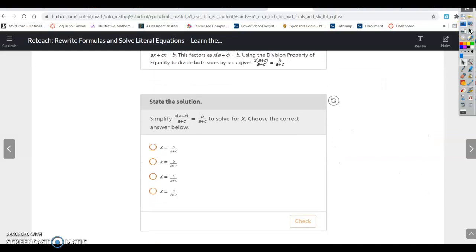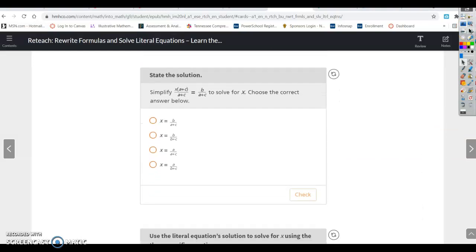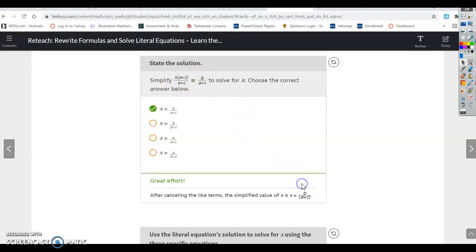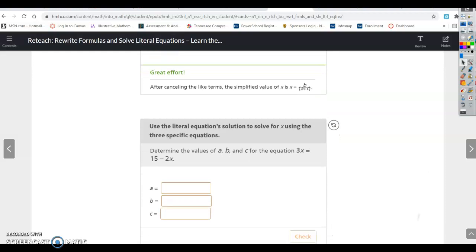All right, so moving on down, it says state the solution. Simplify to solve for X. Choose the correct answer. Okay, so here they've already solved it. All you have to do is reduce the A plus C. A plus C divided by A plus C equals 1. So that leaves just X equals B over A plus C. So that is our answer there.